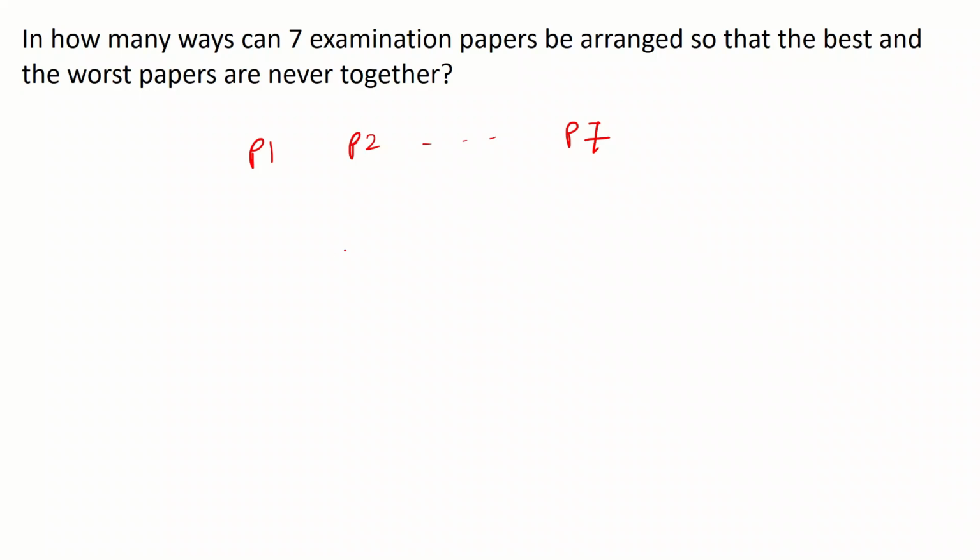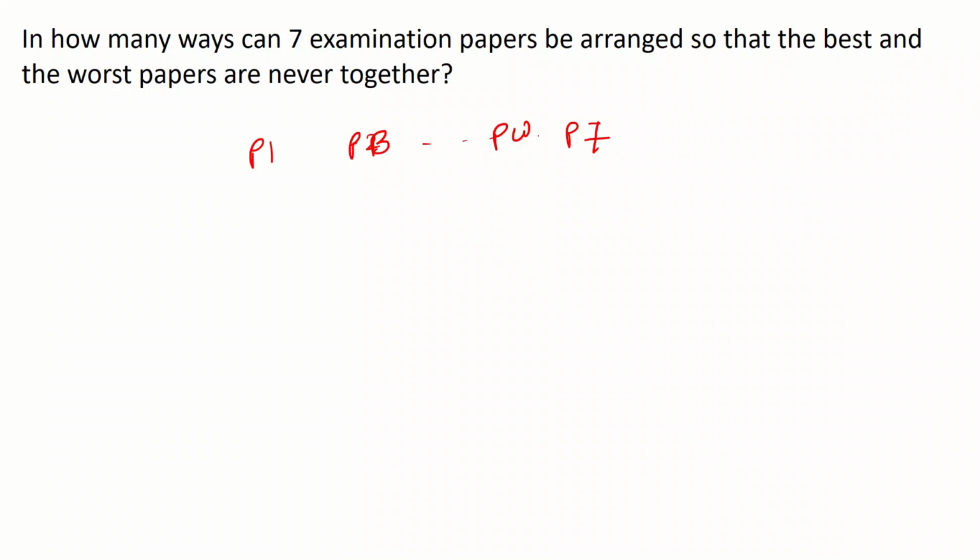Assume that there are 2 papers, one of which is the best and the other the worst. Assume that I name the second paper as the best paper, and somewhere in between we have the worst paper, so PW. So we want to arrange them in such a way that they are never together.